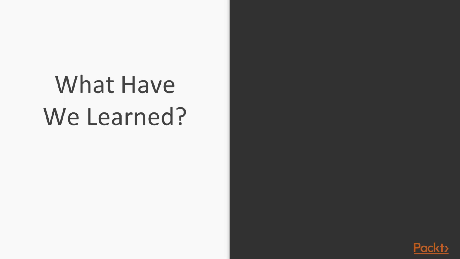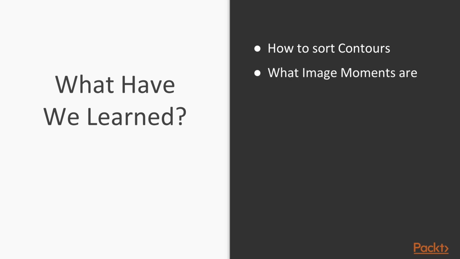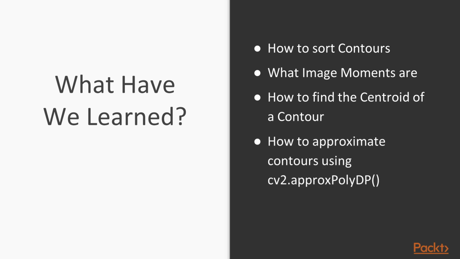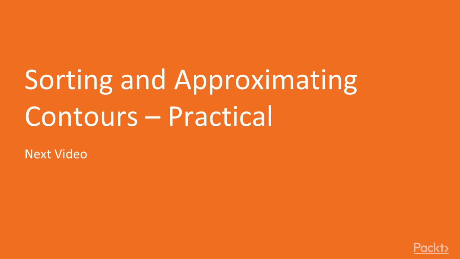So just to conclude this video, we've learned how to sort contours, and why it's important as well. We've learned what image moments are, and how we can use them to find the centroid of a contour, which helps with our contouring, especially when sorting from left to right or top to bottom. And lastly, we've learned about the contour approximation method, approxPolyDP, and why it's useful. Let's move on to the next video, where it's our practical exercise of sorting and approximating contours.